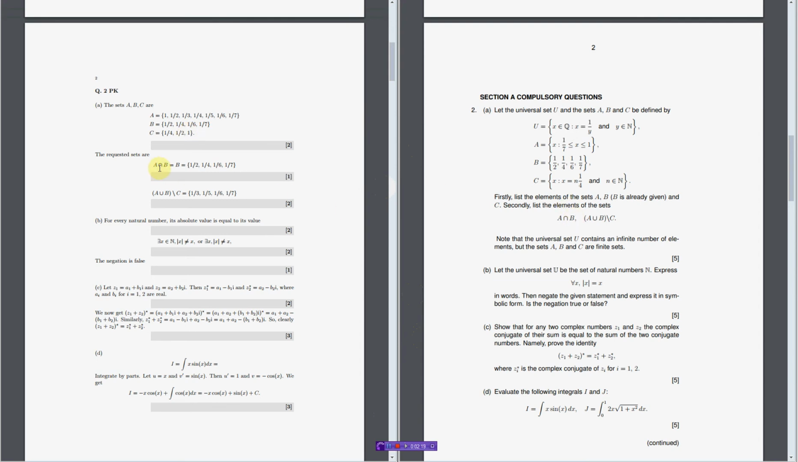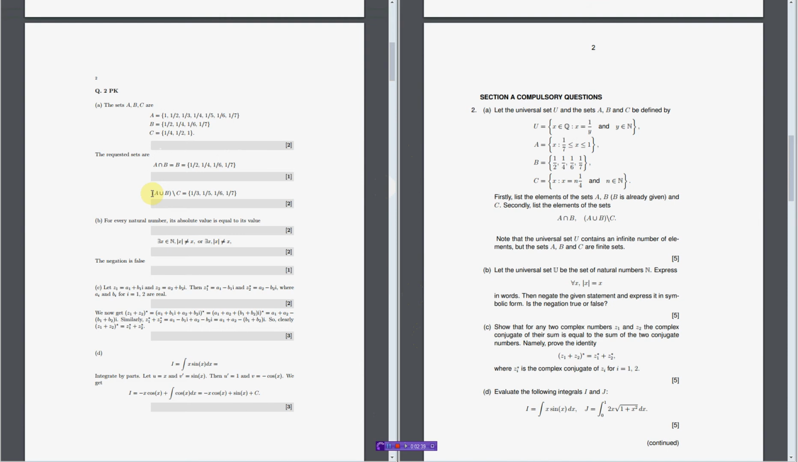We are asked for A intersection B. So we look for the elements that are common to the 2 sets A and B. And we see that it is in fact all of the elements of B: 1/2, 1/4, 1/6, and 1/7.